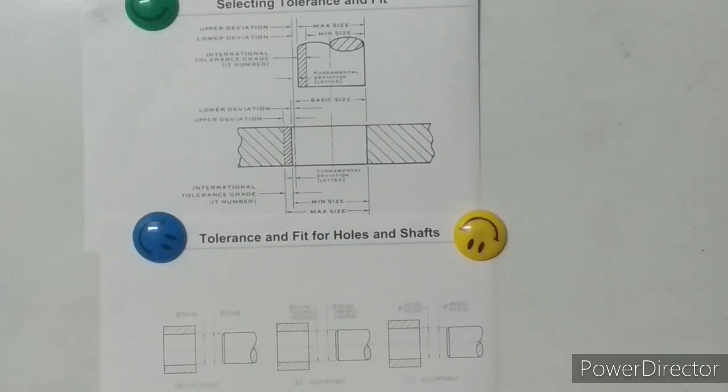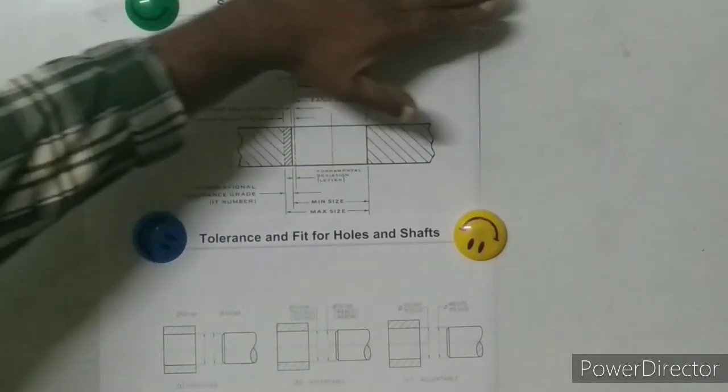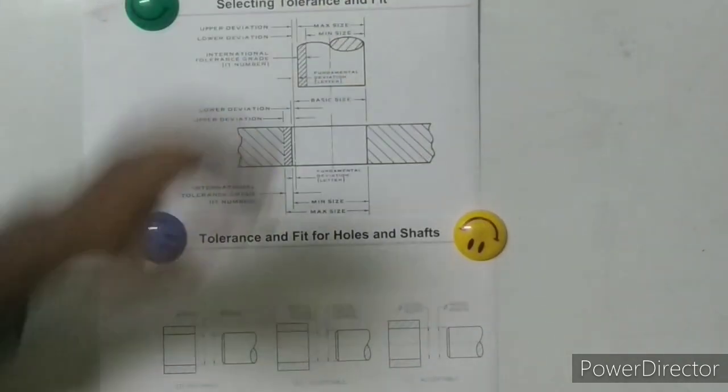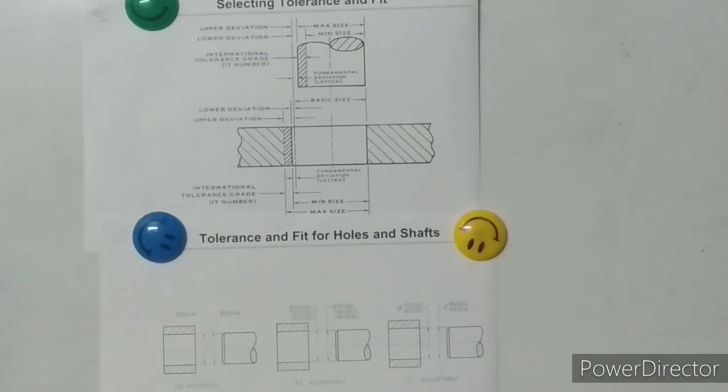So now let us see. This is the basics. Now we have the three types of fits, as we know in detail: clearance fit, transition fit and interference fit. So let me see one by one.